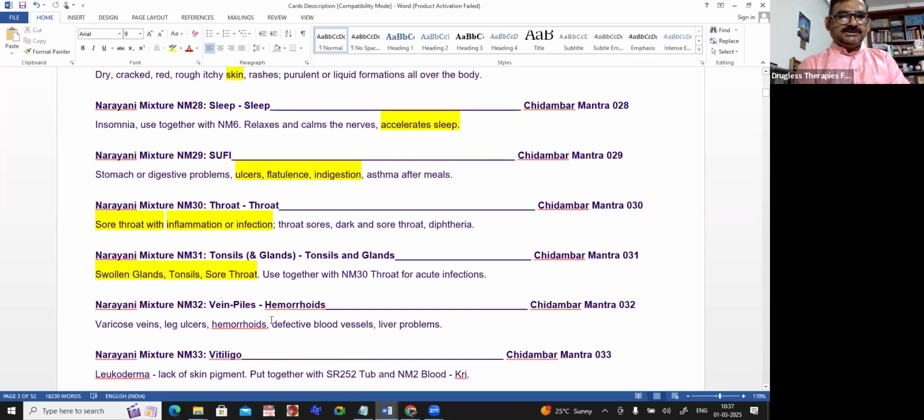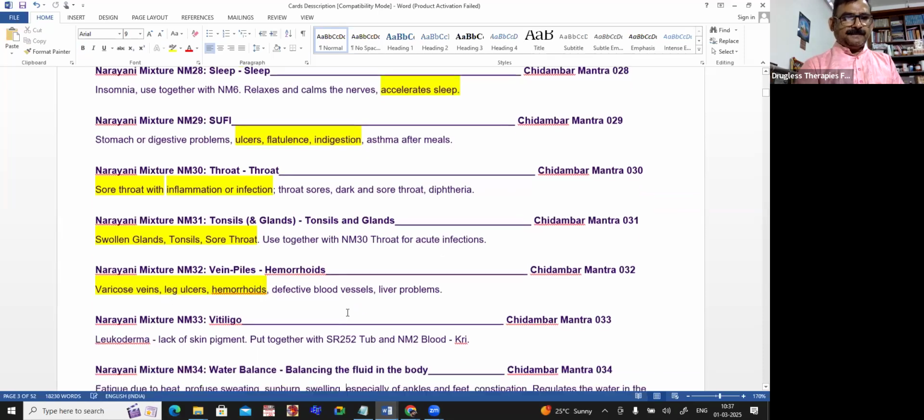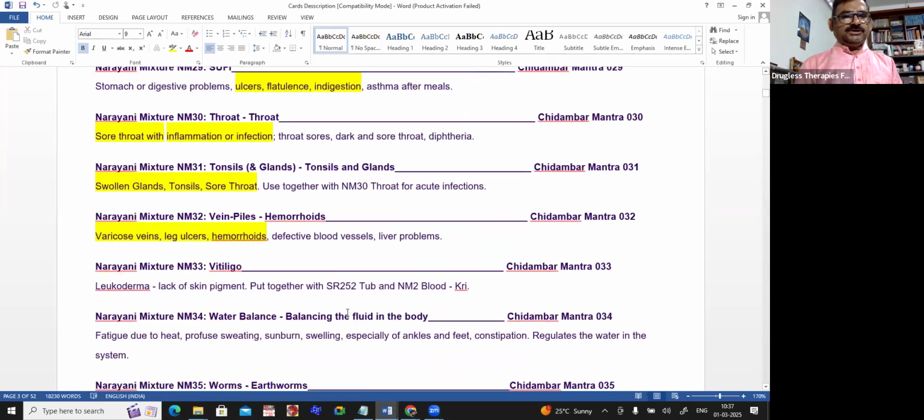veins and piles. Okay, hemorrhoid, this is a very important one. See, along with that, what do you give? NM32 is for... NM32. You see, there are some mismatches, but you go as per the names. The mixture number will be a little bit different because there is a mismatch in the card, and that mismatch is given in volume 3 also. In volume 3 they have mentioned what the mismatches are. So don't go as per the number.